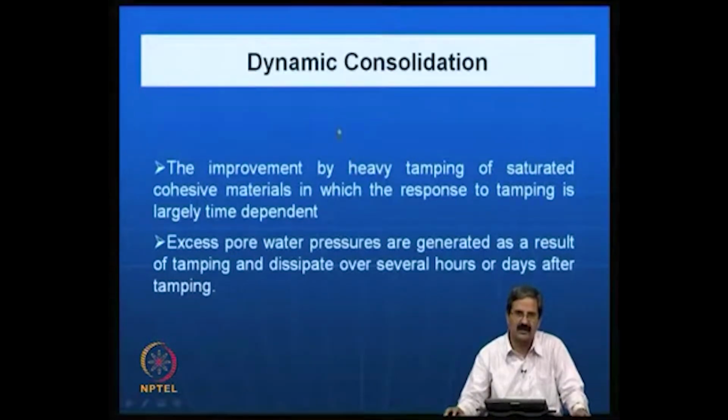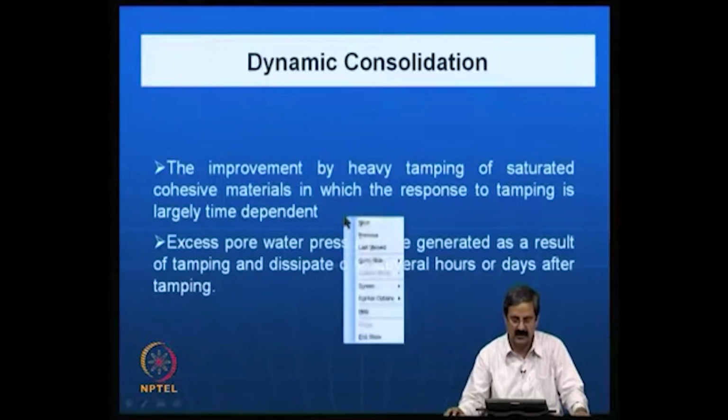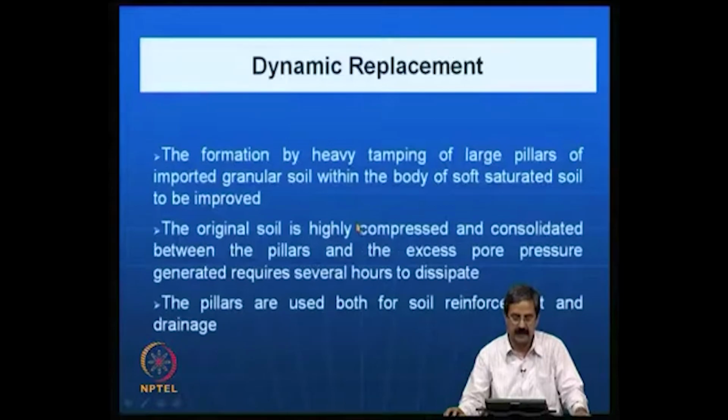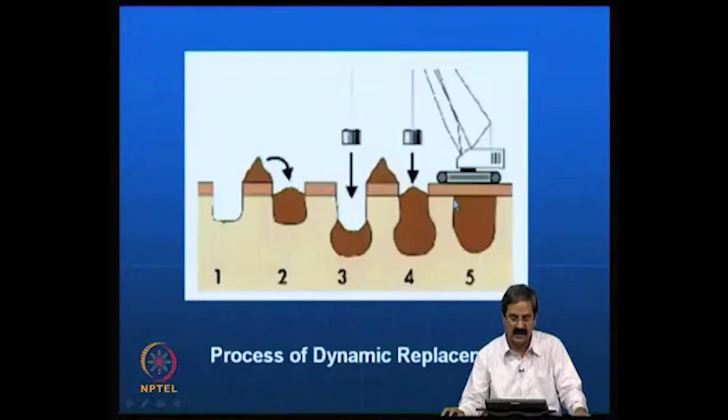If you have sandy soil which is very loose and you want to construct something on it, you should go for dynamic compaction, whereas if you have a clay, you should go for dynamic consolidation. There is another one called dynamic replacement, in which you have heavy tamping of large pillars of imported granular soil within the body of the saturated soil. So the original soil is highly compressed and consolidated between the pillars, and the excess pore pressures generated require several hours to dissipate. Pillars are used both for soil reinforcement and drainage.